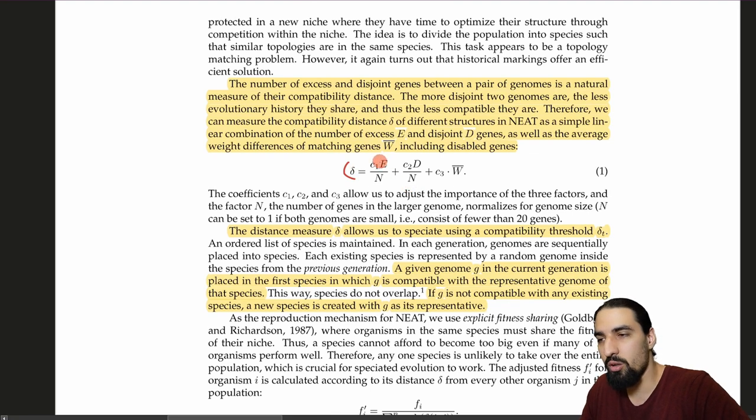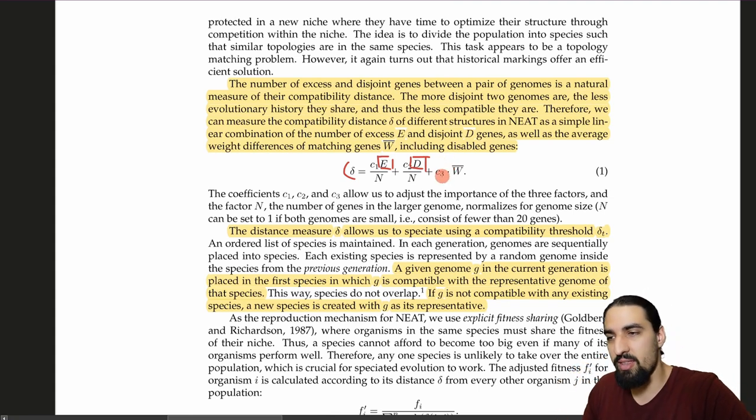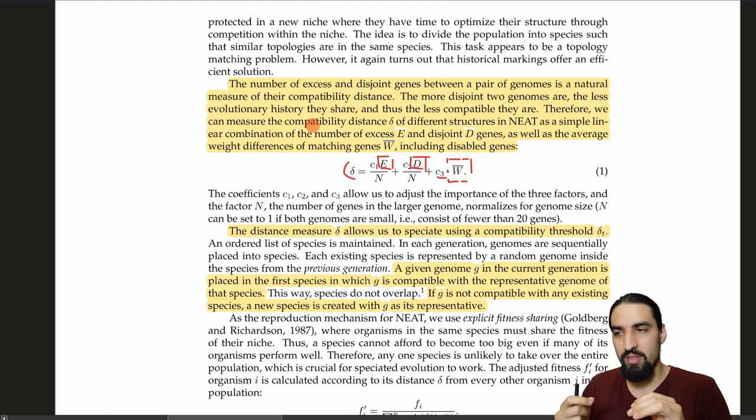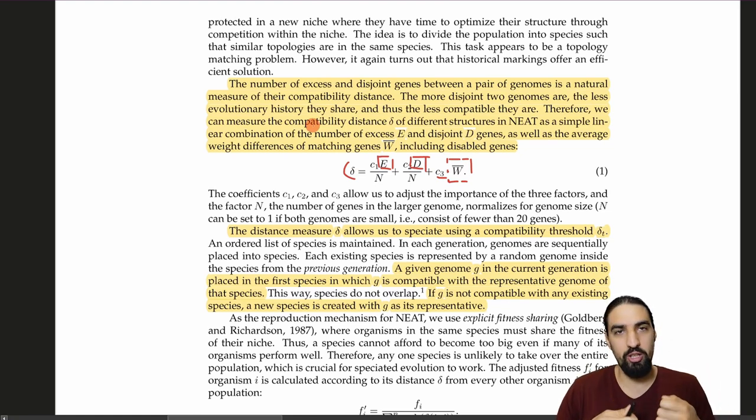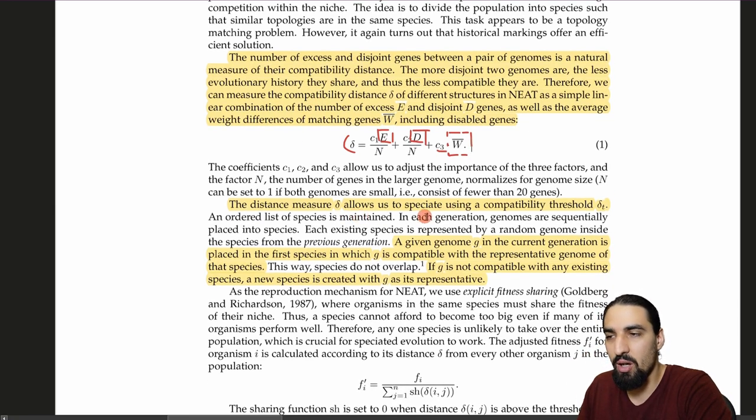So you can see the more excess genes we have between two genotypes, and or the more disjoint genes we have, or even if we have matching genes, if the actual weights of those connections are quite different, then depending on C3 and this variable here, this delta can explode. So once we have this way of measuring compatibility, they just set a threshold. The distance measure delta allows us to speciate using a compatibility threshold delta T. And that's how you basically speciate.